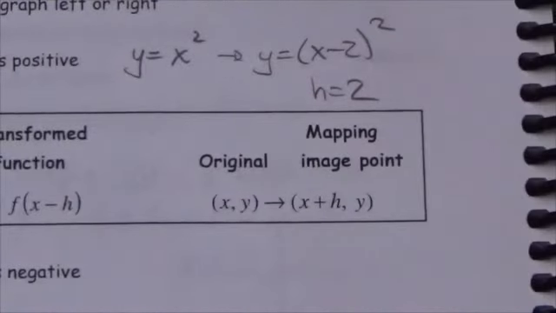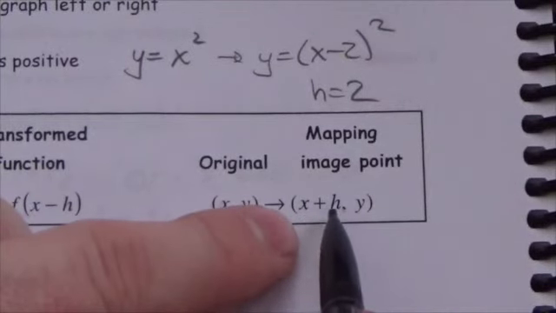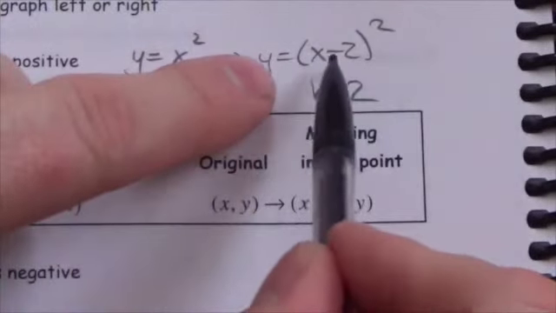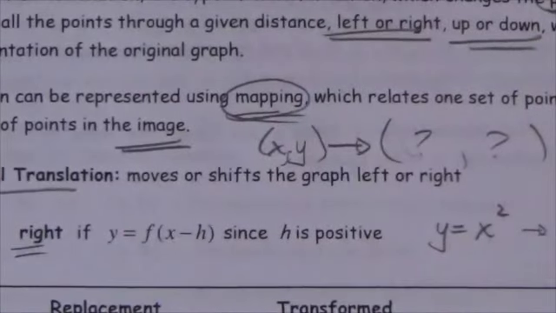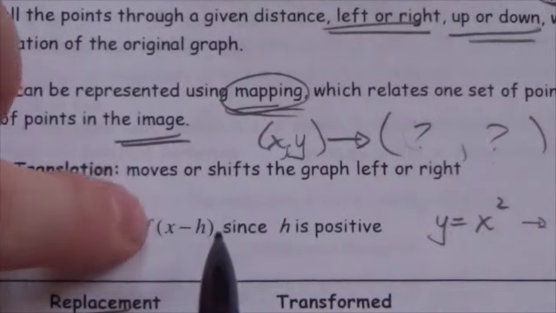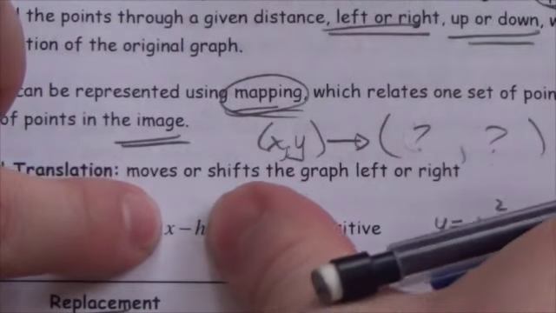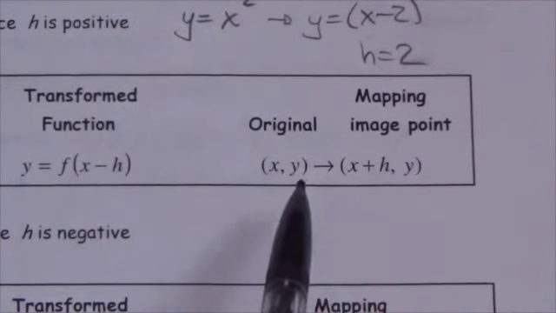How does it affect the graph? Well, my point, x comma y, is going to become x plus h comma y. Because think about it: if I was to get x by itself, I would undo the function, whatever that is, to get it down to this, and then I would add h to get my new x coordinate. And so that's what we're doing, okay?